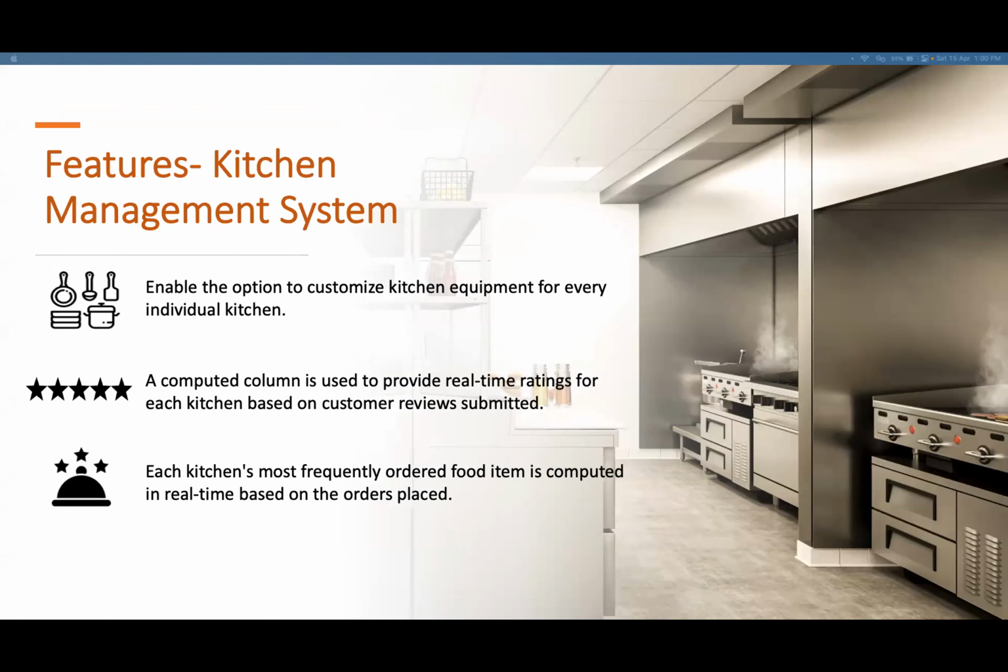An integral part of our model is the kitchen management system. As we know, kitchens that cater to different cuisines need different kinds of equipment. To cater to this requirement, we have created a separate equipment entity, and a kitchen equipment association entity to store information for all kinds of equipment used for a particular kitchen. We also have a real-time computed column to find the average rating for each kitchen based on all the reviews submitted by customers for that kitchen till date. In addition, we have a real-time computed column to find the most ordered food item for each kitchen.